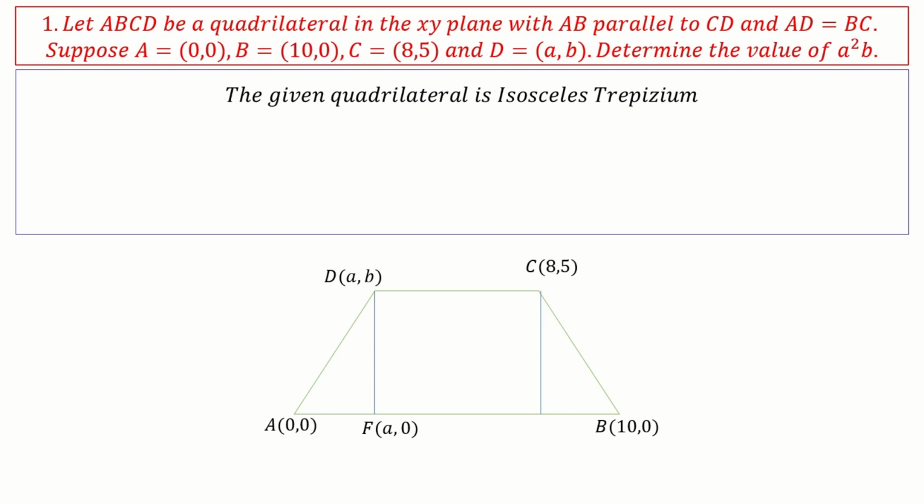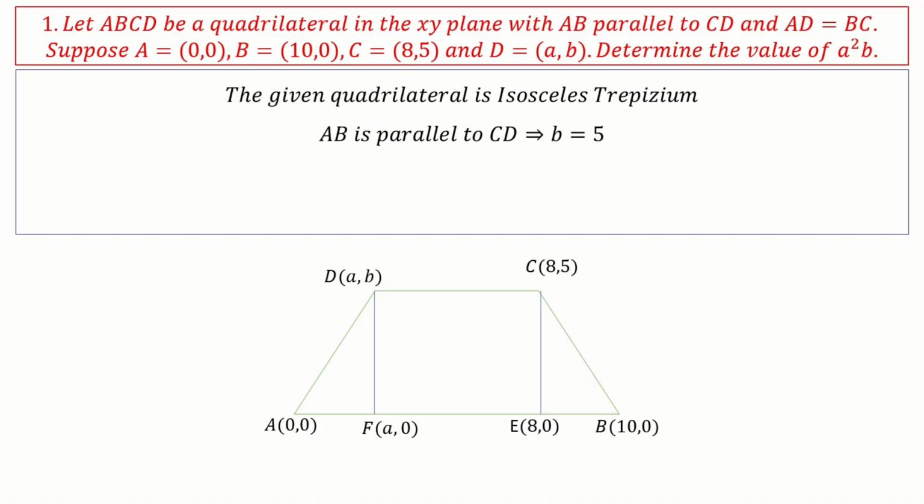Okay. So this is the isosceles trapezium quadrilateral, and AB is parallel to CD, which means b is equal to 5. If you see D, this should be 5 only. There is no other option because the height is the same, right? Height is 5, so it should be 5. Then we need to find the a. How to get a is very simple.